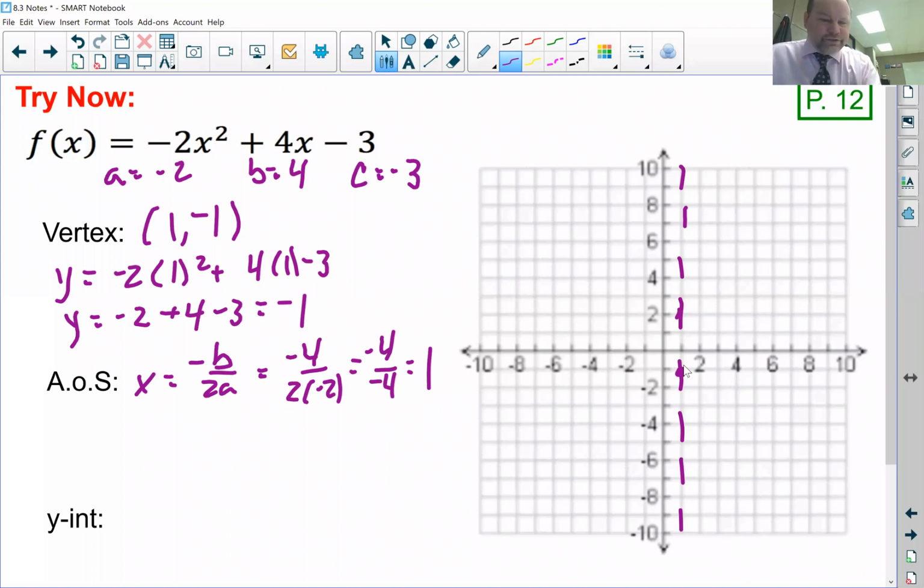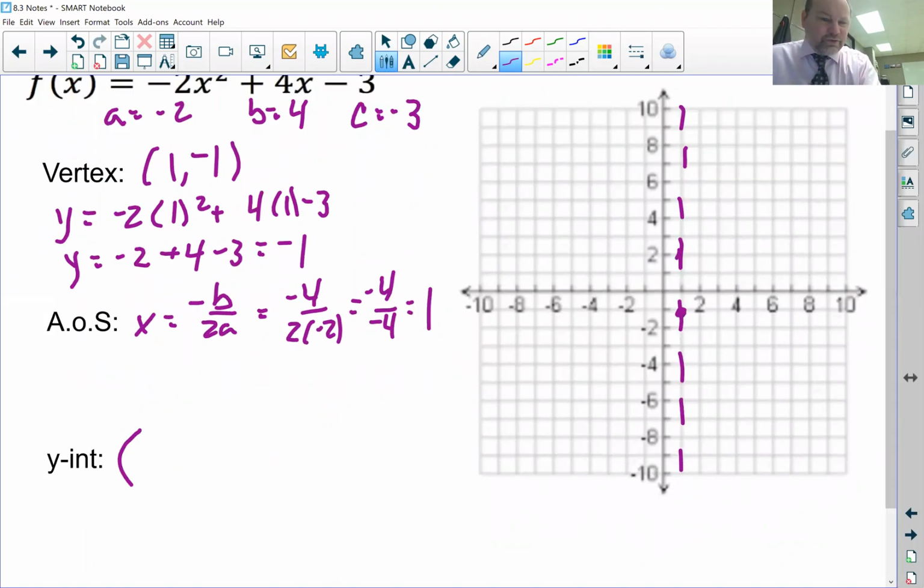and then the y-intercept, which I saw some in the chat had this written in, and they were exactly right. 0, -3. And again, that's 1 unit to the left of my axis of symmetry. So I have the same corresponding point 1 unit to the right. So 2, -3 is on my parabola.